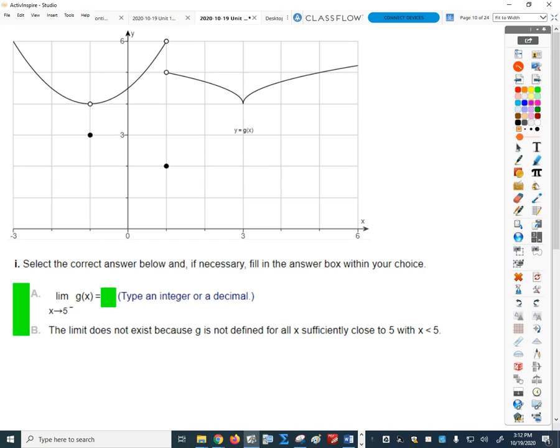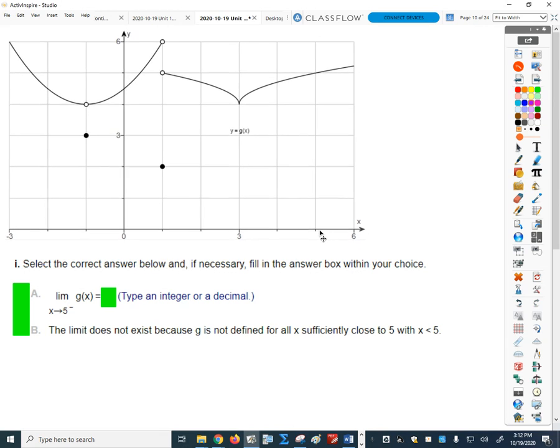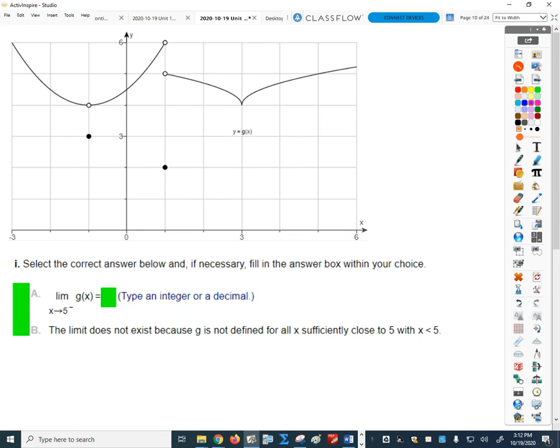Okay, last one. What's the limit of g of x as x approaches 5 from the left? Well, as x approaches, there's 5. So as an ant walks towards 5, it anticipates stepping on that spot right there, which has a value of 5.